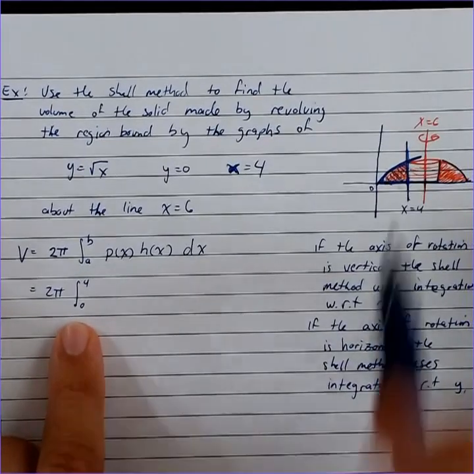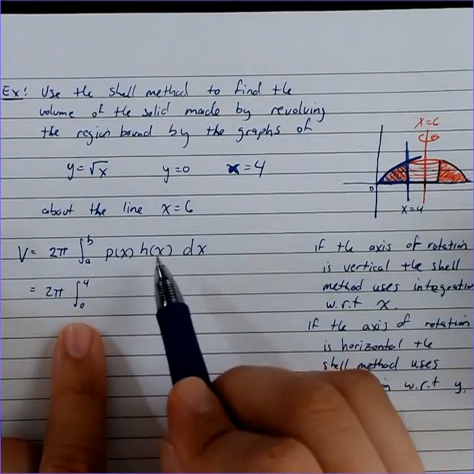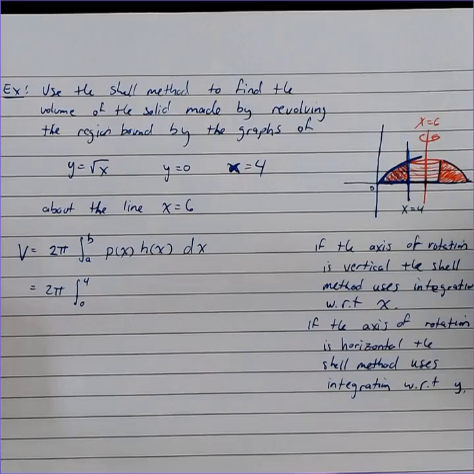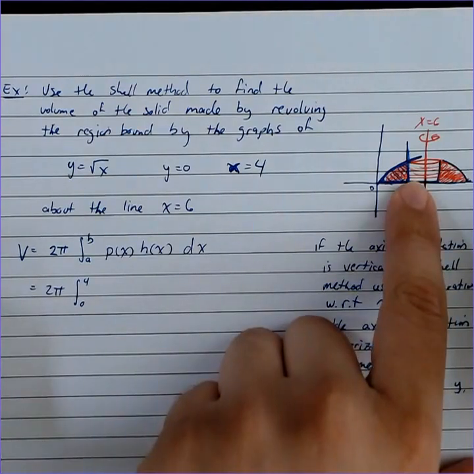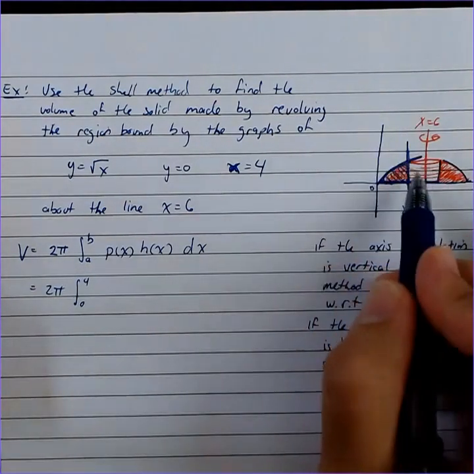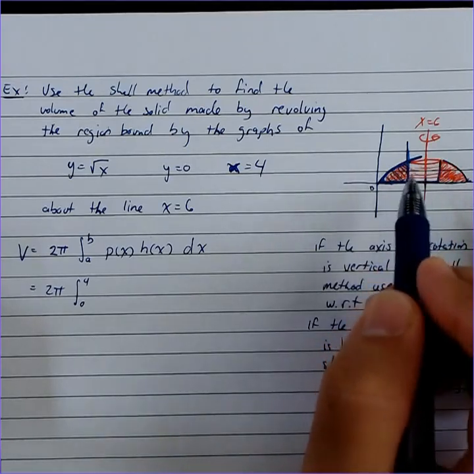Now my shells look something like this, right? They have this shape. So let's consider the p of x. What I want to do is find the distance from the axis of rotation to some shell that I have. Let me just say that I have that shell right there. Let's say that one's already the one I'm considering.